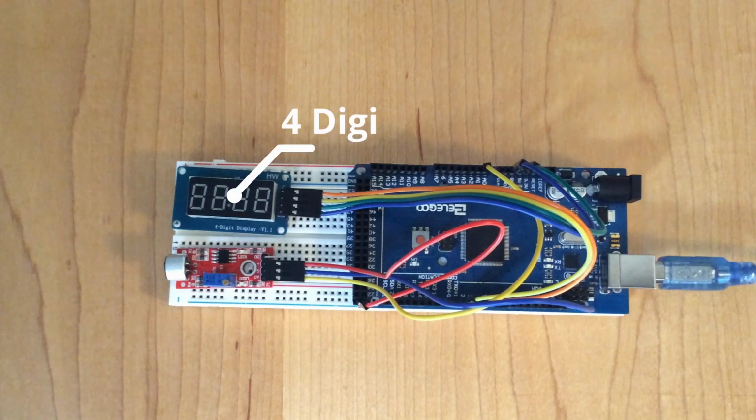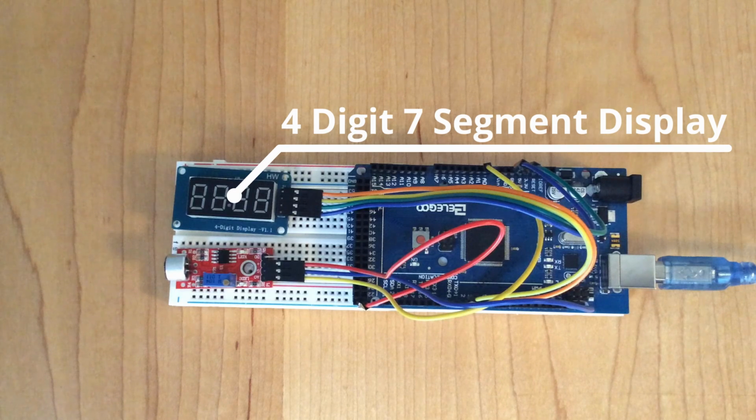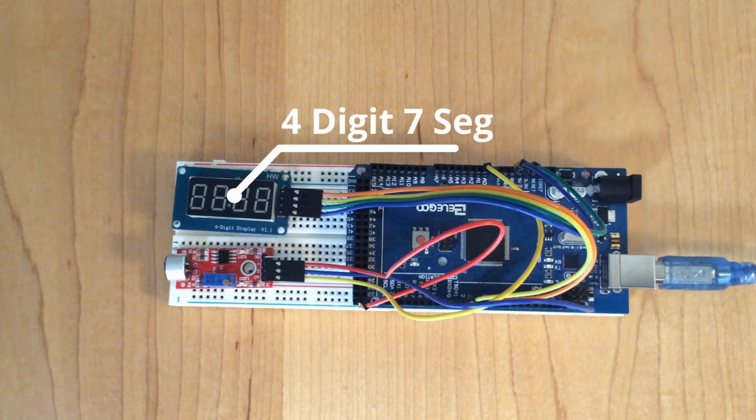For the display, I'm using a 4-digit 7-segment display with an I2C interface. An I2C interface is just one of the many ways to relay data from one controller or sensor, or in this case a display, to another.